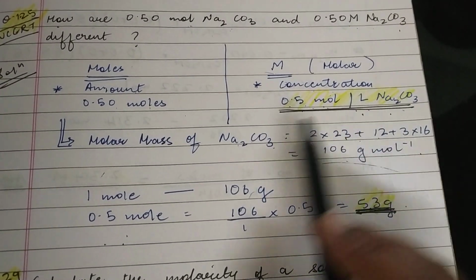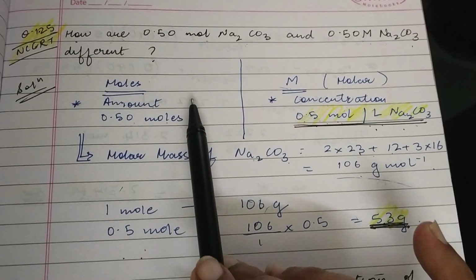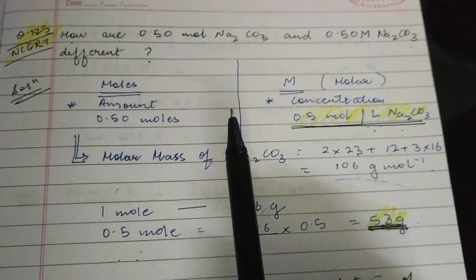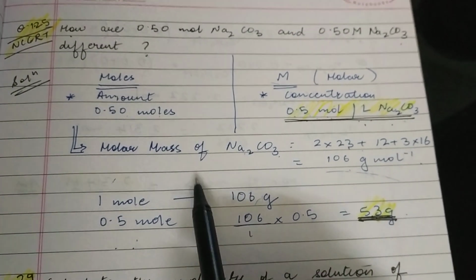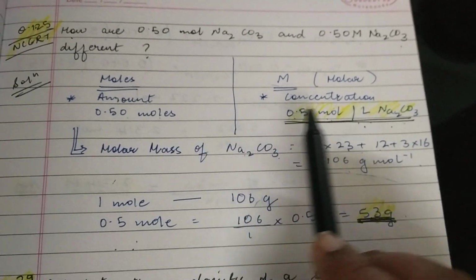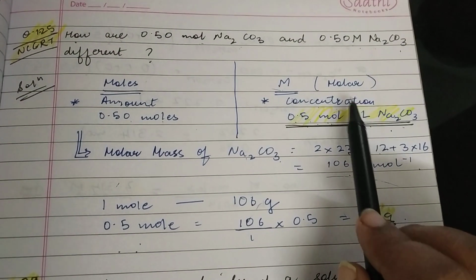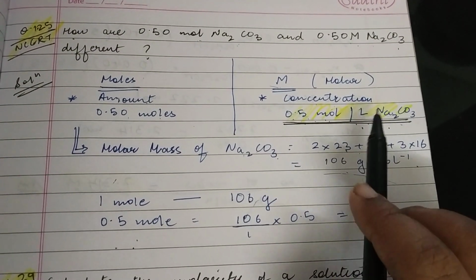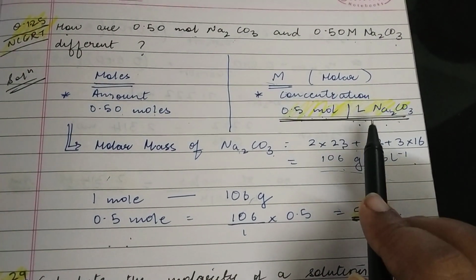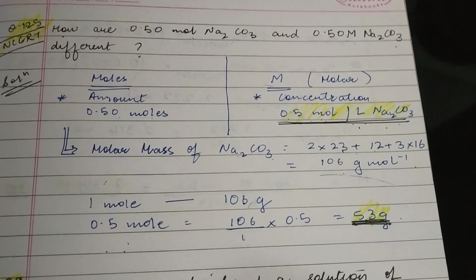Please, this is very important. Again, I emphasize, moles tells us the amount of substance. It is the unit of measurement of amount of any substance. Molar is a concentration term. It tells us the amount with respect to a certain volume of the solution. It tells us the number of moles dissolved in 1 liter of the solution.